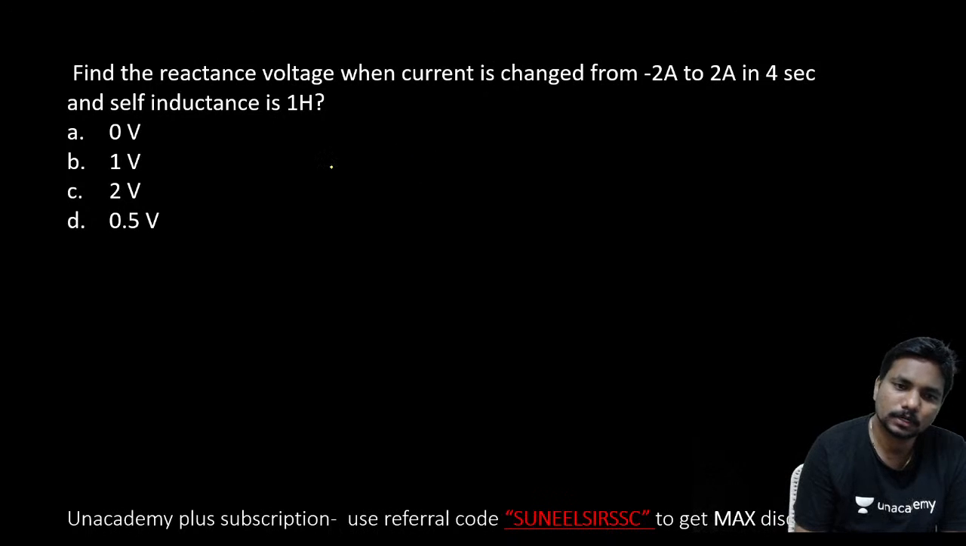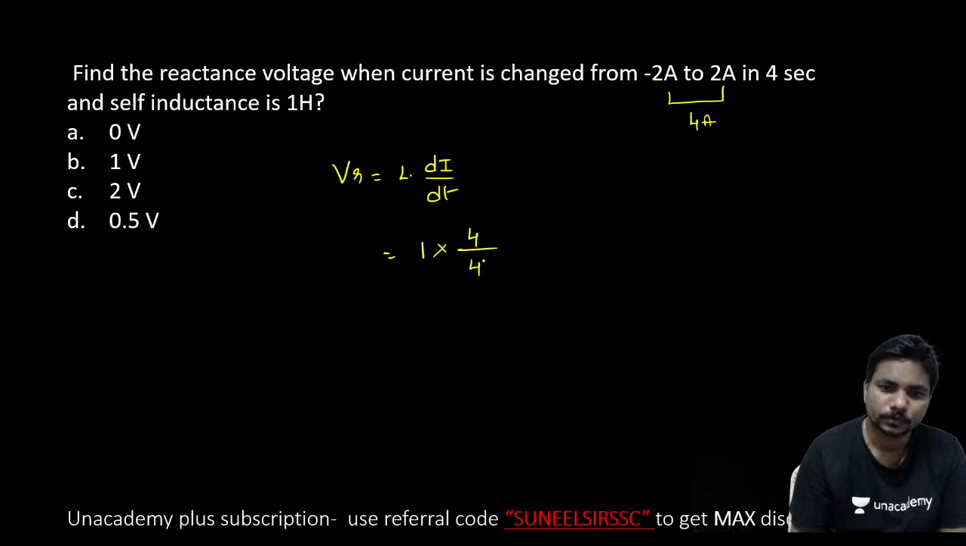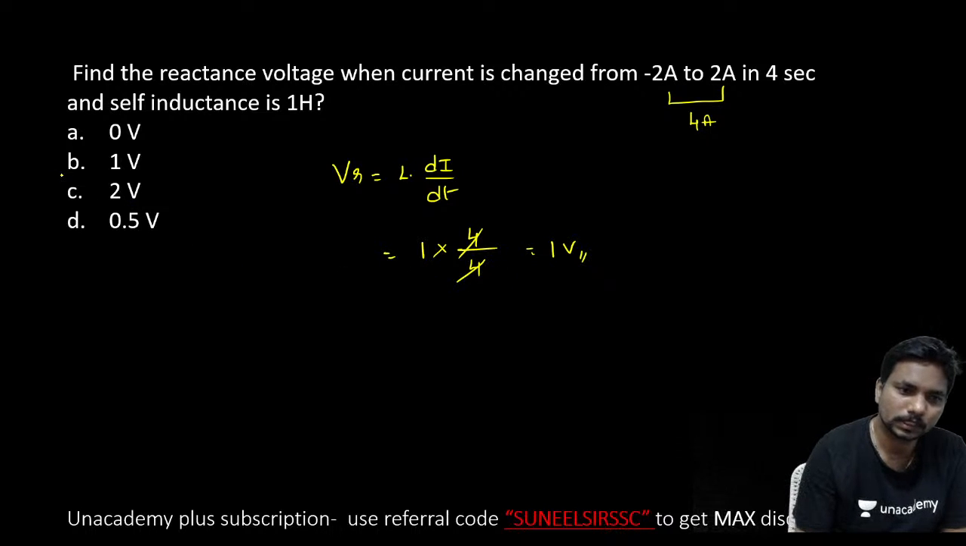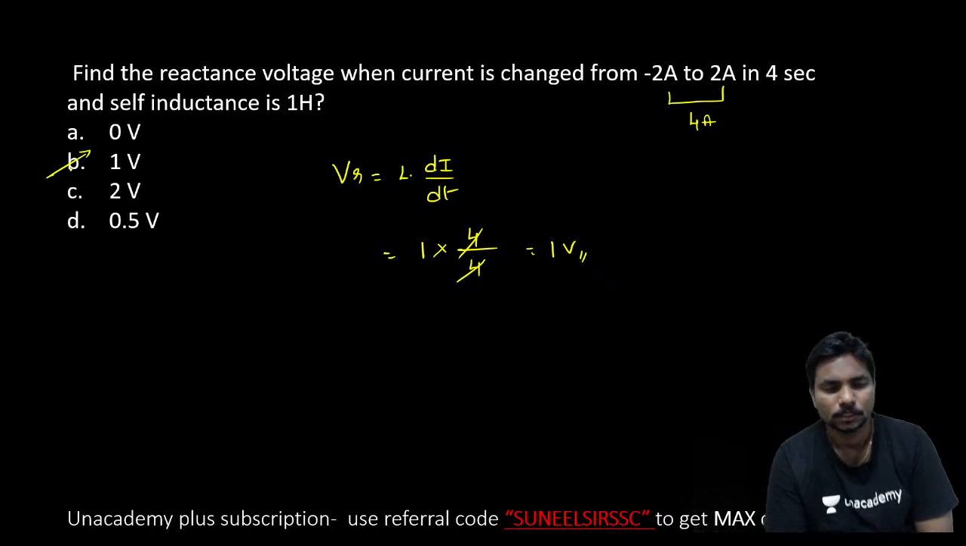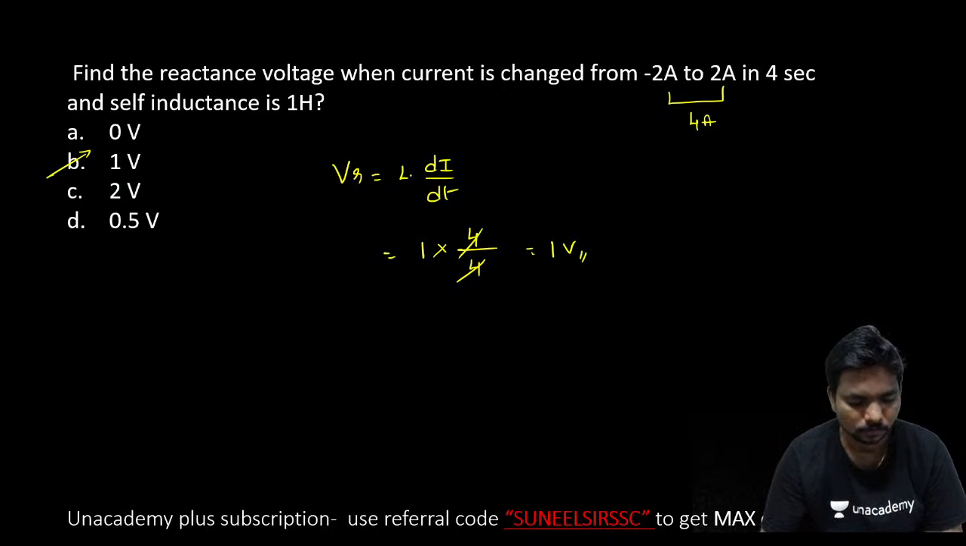Yes, just now I have given the formula VR is equal to L di by dt. So L is nothing but 1 Henry. Di, change in the current, -2 to 2, so change in current is 4 amps. 4 amps by t, 4 seconds. 4 by 4, that is equal to 1. 1 volt you are getting. So 1 volt is the reactance voltage here. Okay.